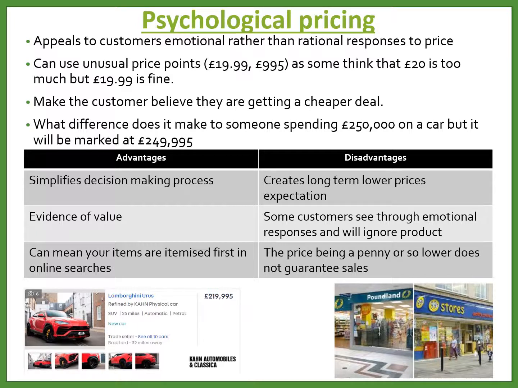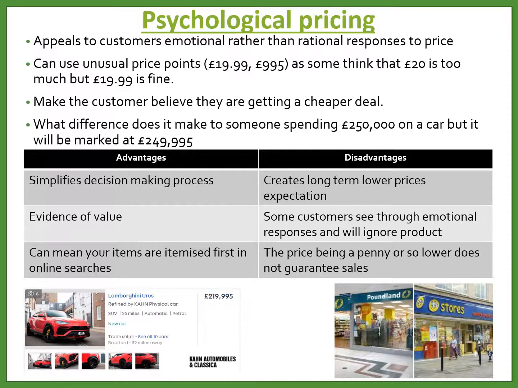I mean, really, what is the difference between someone spending £250,000 on a car, but it will be marked at, say, £249,995? Well, it's £5. It won't even pay for your petrol home, right? So it's simple. The advantages, though, is that it simplifies your decision-making process.